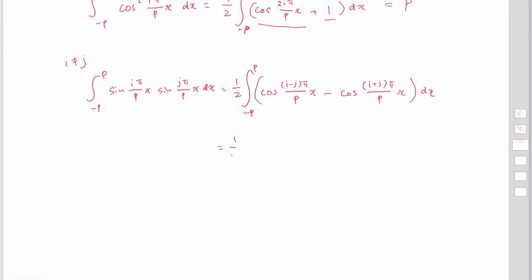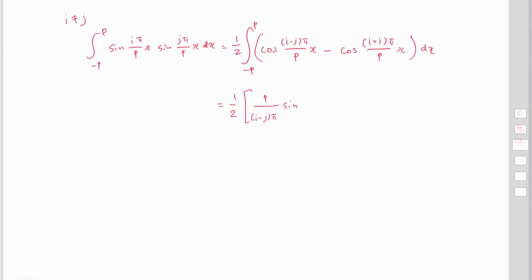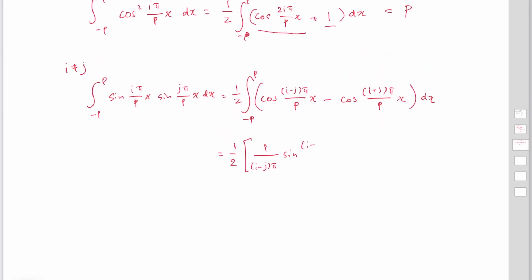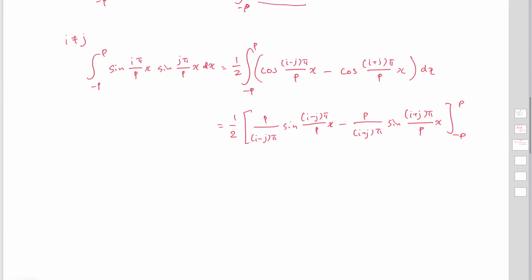Then you can perform these integrals. It becomes p over (i minus j) pi times sine((i minus j) pi over p x) minus p over (i plus j) pi times sine((i plus j) pi over p x), from minus p to p. If you substitute x equal to p, it becomes 0. And also if you substitute x equal to minus p, it becomes 0.